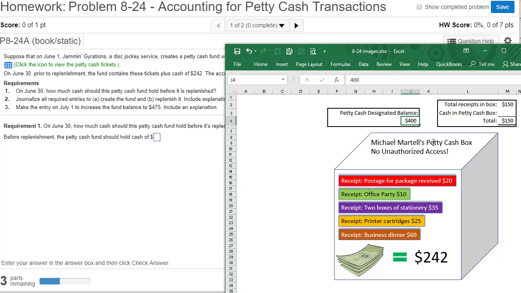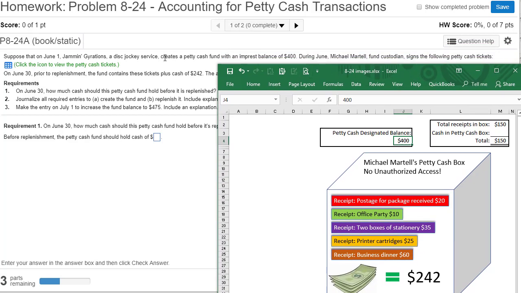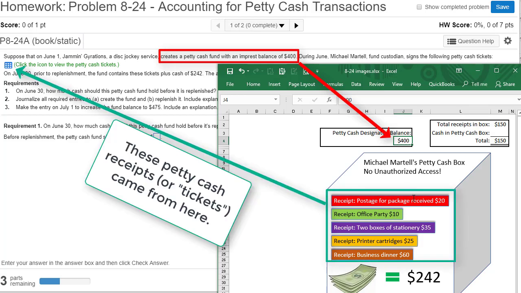So here's my wonderful artistic rendition of the petty cash box. Michael Martell's in charge of this petty cash box. It's locked. Only he has access to it. And the way this petty cash works, in this case, they have designated to have $400 in the petty cash box. And we know that because the company creates a petty cash fund with an imprest balance of $400. So what this imprest balance means is that at all times, what should be in the box is $400 worth of cash plus receipts. Now these receipts, for example, this red receipt, these rectangles represent receipts for the company.